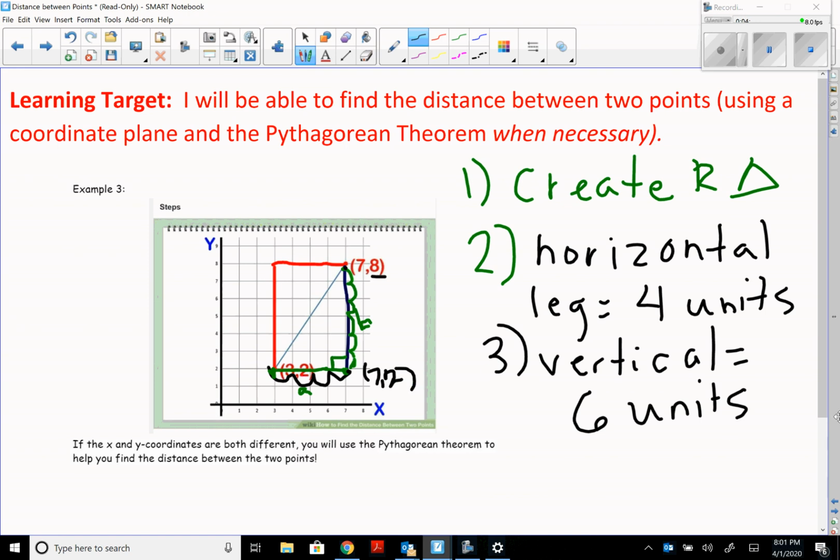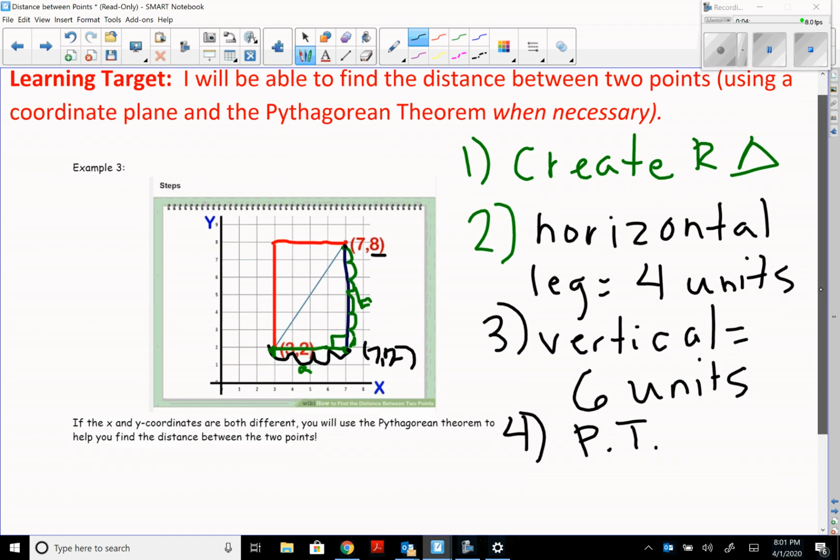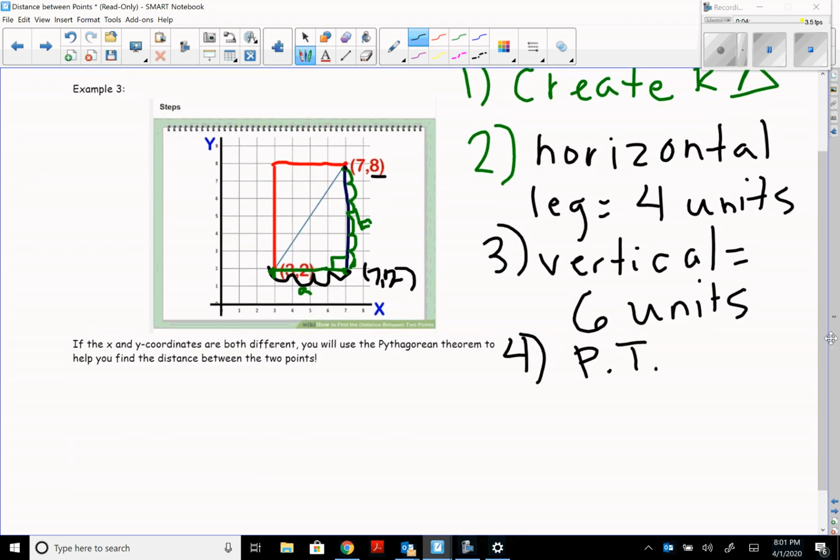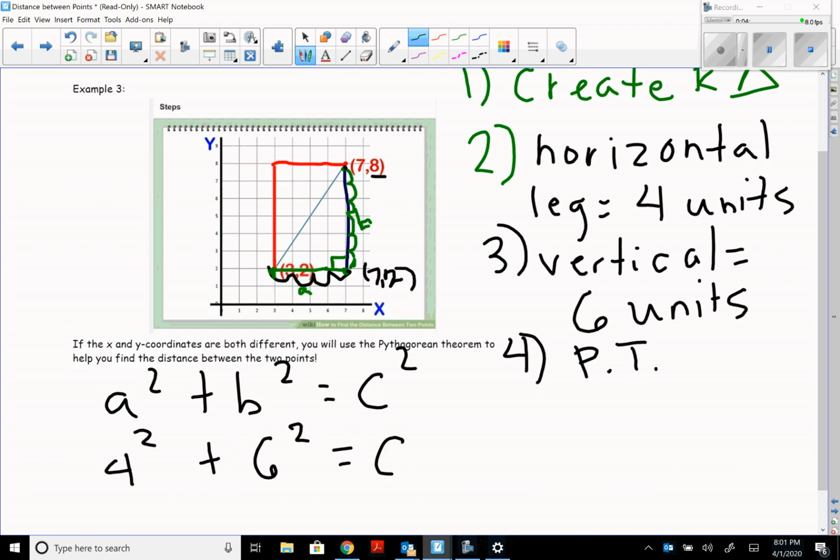The last step is just to use Pythagorean theorem. So I'm just going to put an abbreviation, Pythagorean theorem, which we've been learning in this whole unit. So Pythagorean theorem, remember, is a squared plus b squared equals c squared, where a and b represent the lengths of the legs and c represents the length of the hypotenuse. So we have the lengths of our legs. We have one leg is 4 units. We have our second leg is 6 units, and we're trying to calculate c.